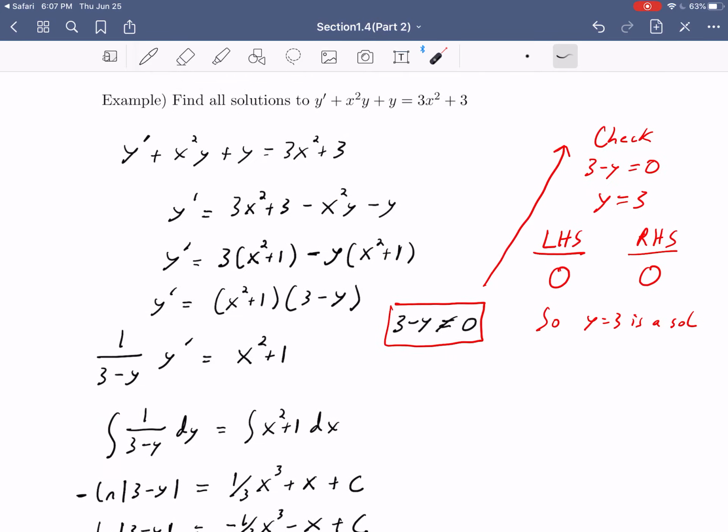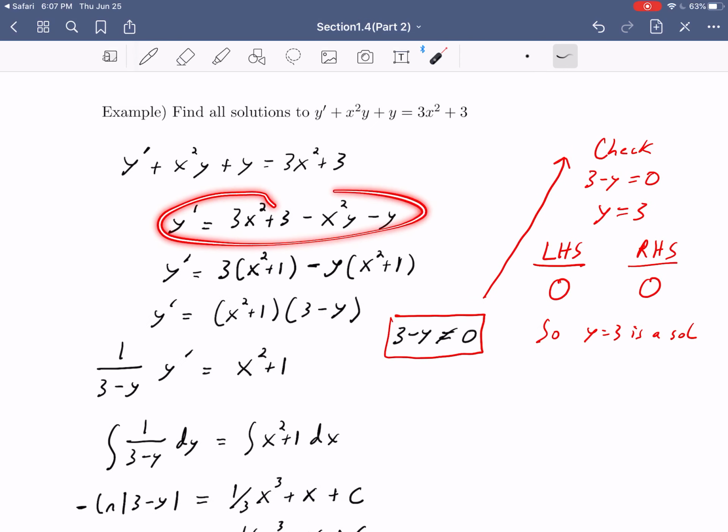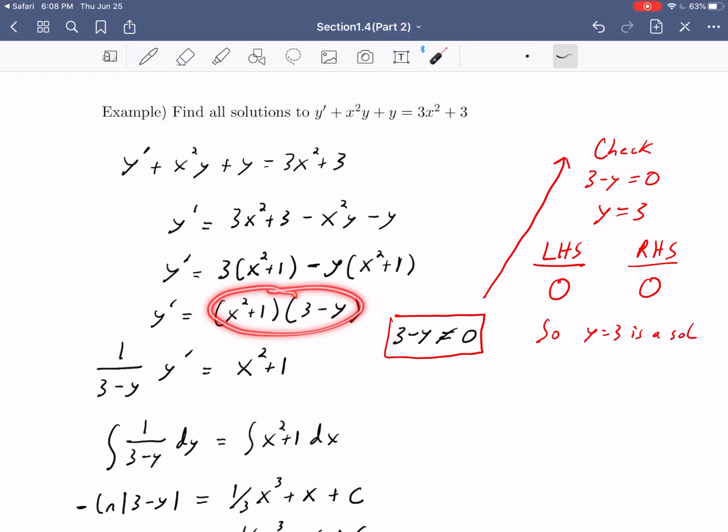Main point of this example is just to show you that in this format, things did not look particularly hopeful for being separable, but by factoring, we were able to find the two functions, the function of x and the function of y. Remember, you have to be able to get a function entirely of x and a function only of y to be able to use this separable technique.